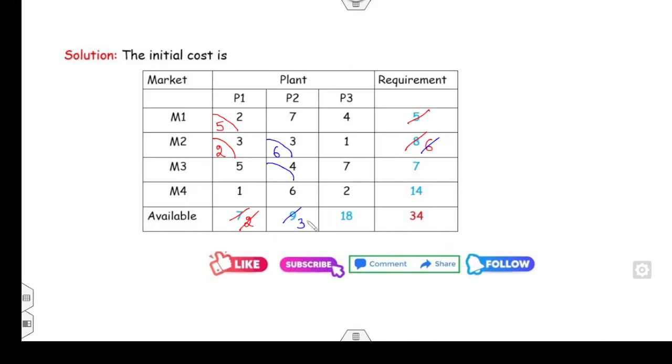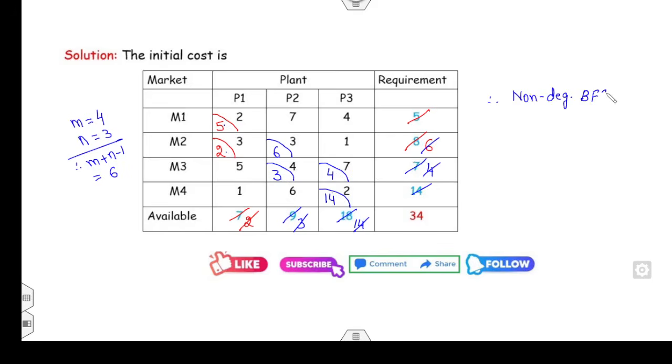Next number, 3, 7. Minimum is 3. Remaining is 4. Next number, 4 and 18. Minimum is 4. Remaining is 14. And the last 14 and 14, that number is 14. Fine. What is the M? Number of the allocations, number of the rows, and number of the columns. Therefore, M plus N minus 1. 7 minus 1 is 6. So is the 6 allocation? 1, 2, 3, 4, 5, 6. Yes, you have the non-degenerate basic feasible solutions.